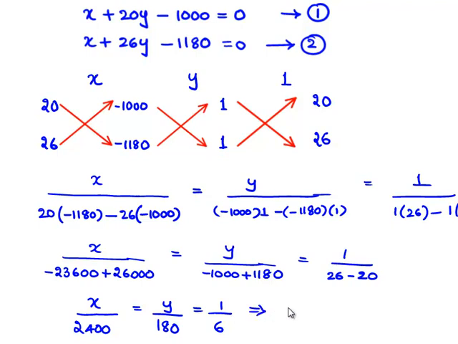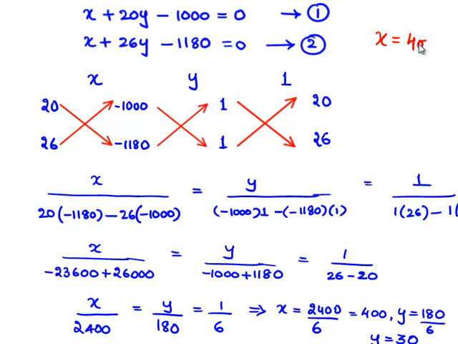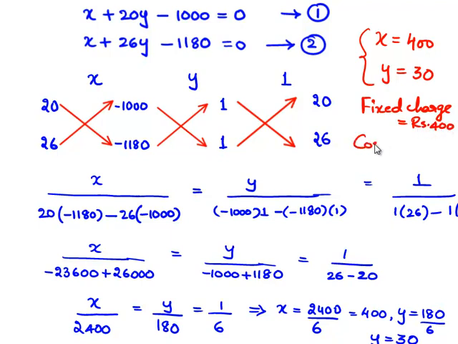So we'll be getting X is 2400 divided by 6, which is nothing but 400, and the value of y is equal to 180 divided by 6. So y will be 30. So finally, we found out the values of x as 400 and y is equal to 30. So these are the required solutions of the given problem. That is, x is nothing but fixed charge, which is rupees 400, and cost per day is equal to 30 rupees.